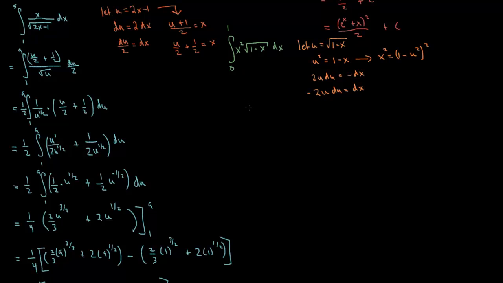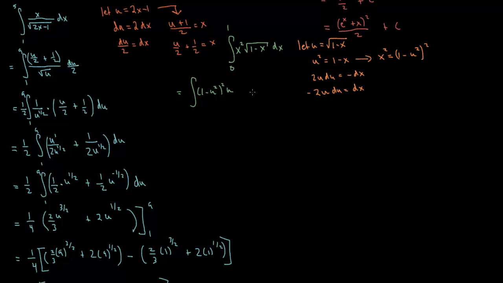Now, this is my green. I'm going to back up a little bit to give this a little more room. This is not antiderivative, this is definite integral. Now, I'm going to have to change my endpoints in just a moment. Now, x squared we said was 1 minus u squared squared. So 1 minus u squared squared. Now, the square root of 1 minus x, that was just u.